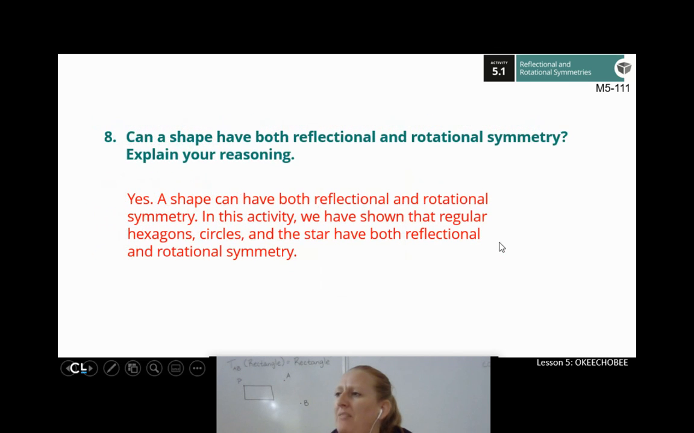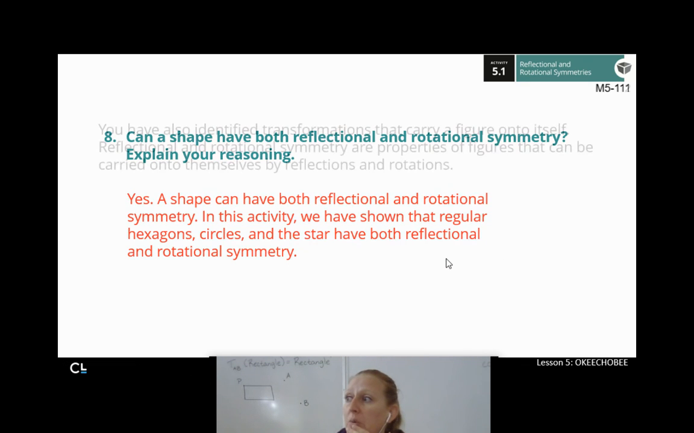Sorry. Clearly, I'm having some issues with my transitions here. Yes, a shape can have both reflectional and rotational symmetry. We've shown that our regular hexagons, our circles, our star, those had both reflectional and rotational symmetry. So yeah, we can do that.